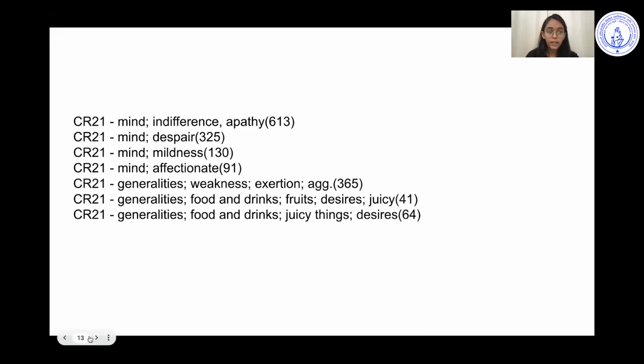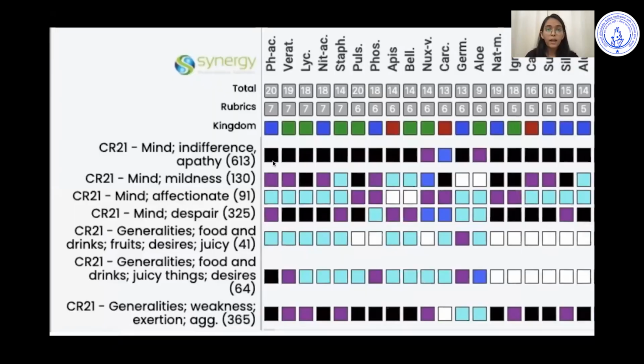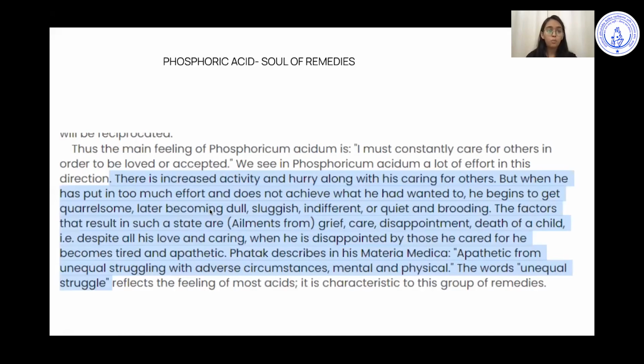So now taking all these rubrics, again in the repertory, we came to phosphoric acid. Now we see how both materia medica and repertory work. In this case, we took the materia medica reference and simultaneously we also took the repertorial totality, and we came to the same remedy. So to confirm more, we will read through more literature.